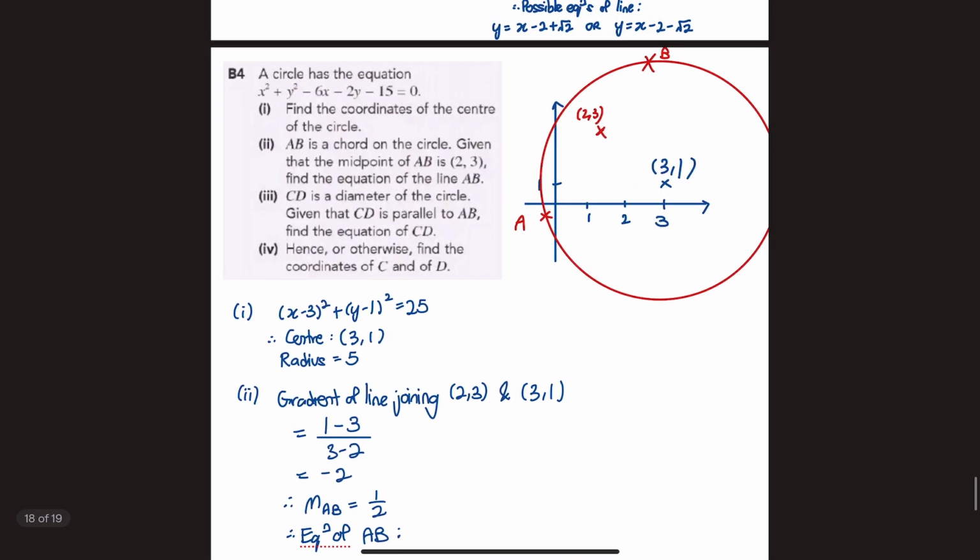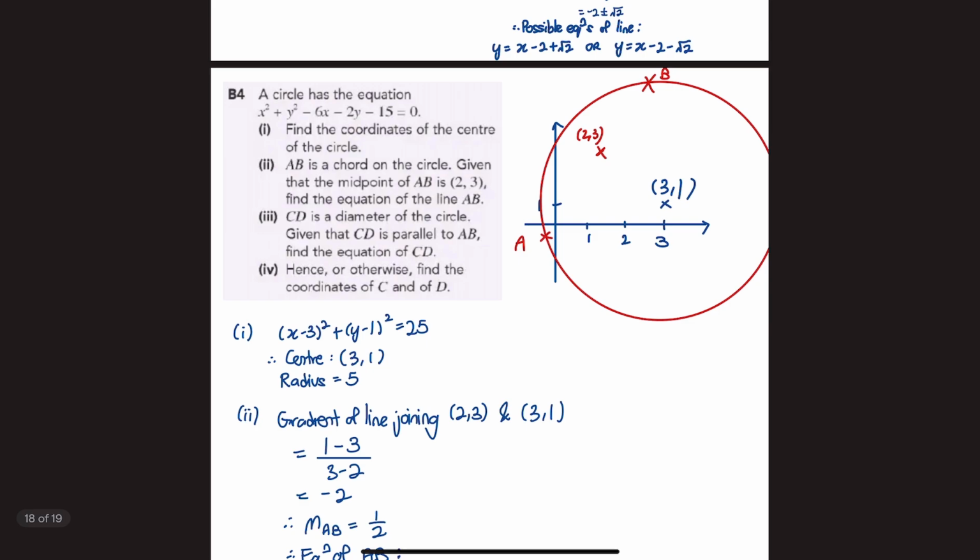Okay, then the last part, part 4: hence find the coordinates of C and D. So if I were to draw on this diagram here, CD probably is a line like this. Let me draw it over here. Okay, it is very hard to draw this line cutting through the center of the circle. Something like this. Then I know that this is C, this is D. Points C and D lie on the circle and also lie on the line.